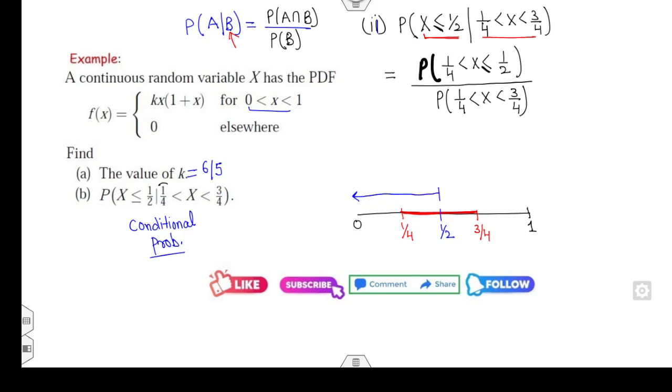So in both, what is common that you get? The common portion is this one. This is what comes out common, right? So that is 1 by 4 and half. Now you can solve these integrations.